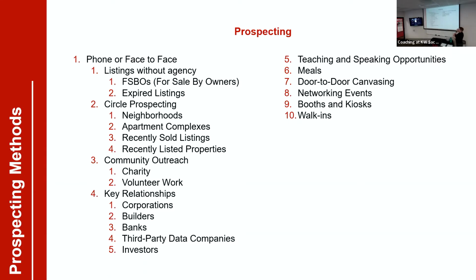Key relationships. I cannot stress enough how important it is to have a lot of these key relationships. Think of them from, in this case, corporations, builders, banks, third-party data companies, investors. Third-party data companies is one that's really good if you want to do for sale by owners and expired listings, because they're the ones who scrub the DNC data.